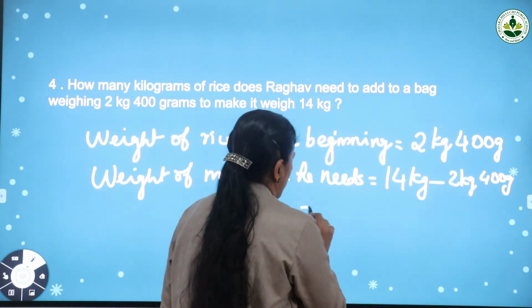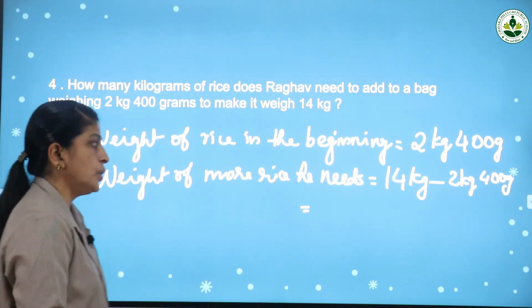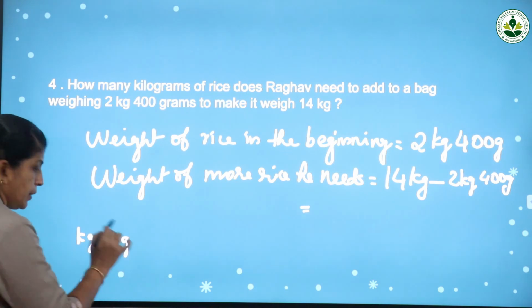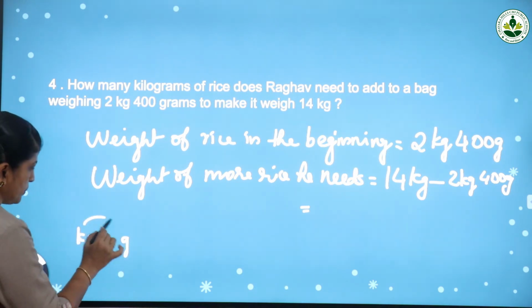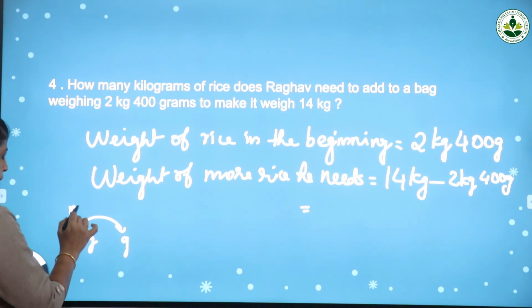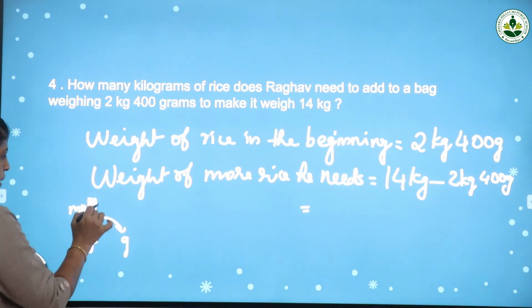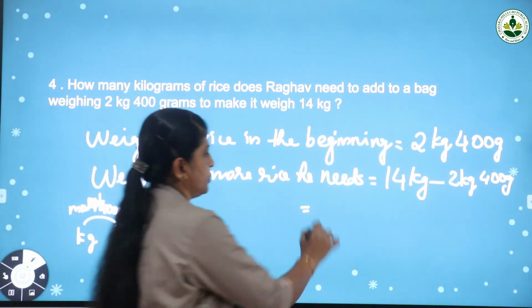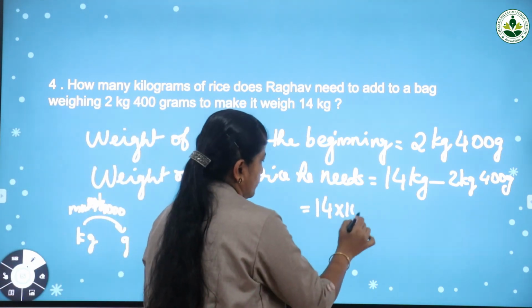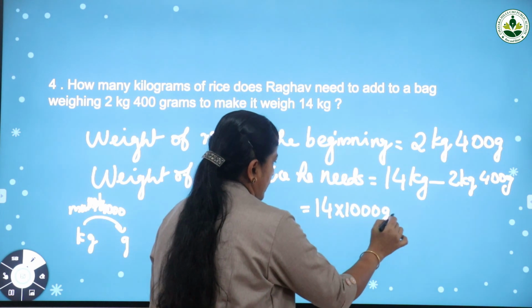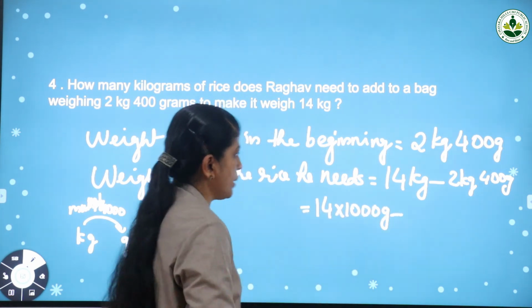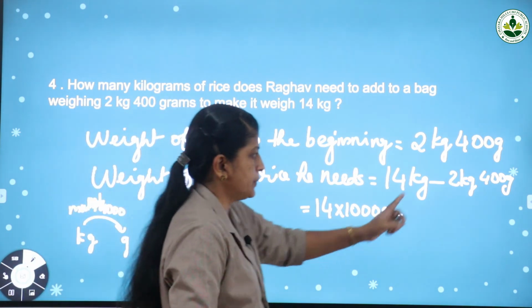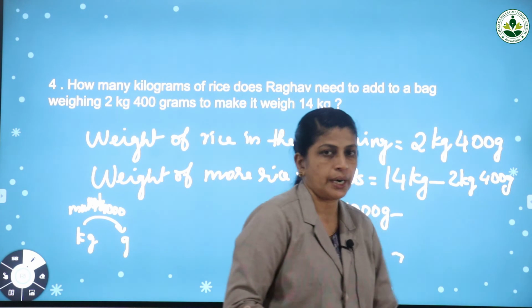Then 14 kilogram, convert 14 kilogram to gram. To convert kilogram to gram, multiply by what number? Multiply by 1000. 14 into 1000 gram minus 2 kilogram 400 gram. How many grams is 2 kilogram? 2 kilogram is 2000 gram. Then 2000 plus 400, that is 2400 gram.